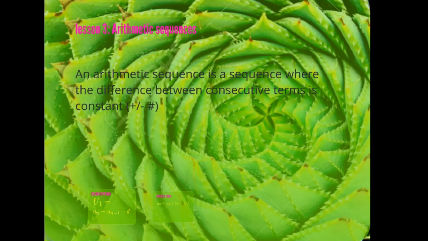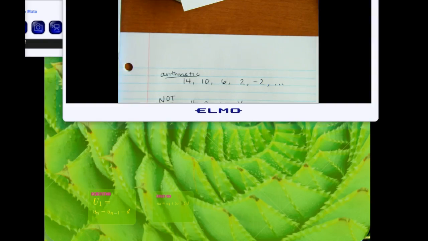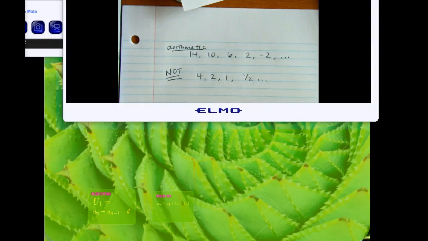So an arithmetic sequence is a specific type of sequence that we're going to look at. In this type of sequence, the difference between consecutive terms is constant. So when I look at two terms that are right next to each other in my sequence, I'm adding or subtracting a constant number to get to the next term. So let's look at an example of what an arithmetic sequence will look like versus what it will not.